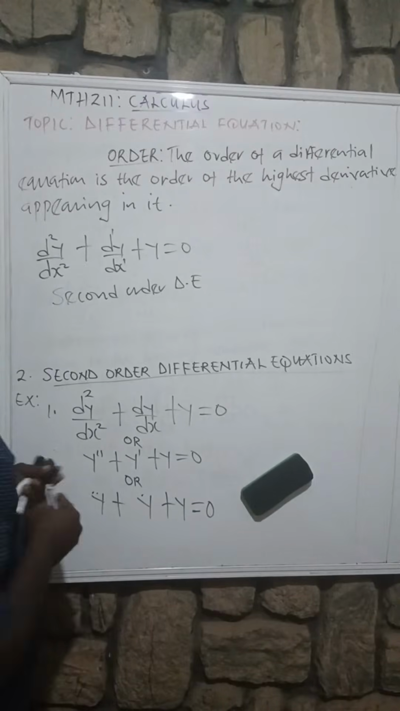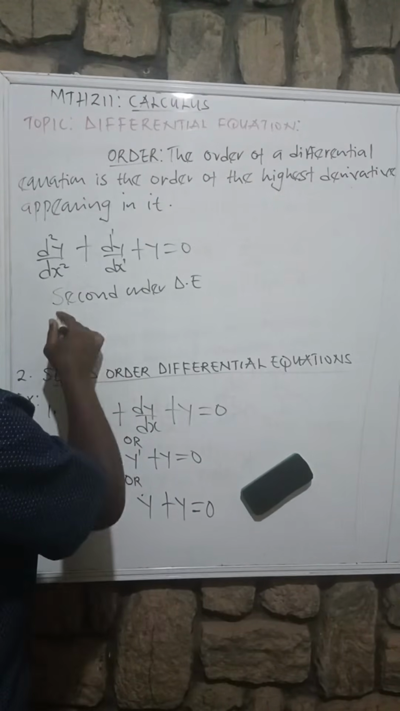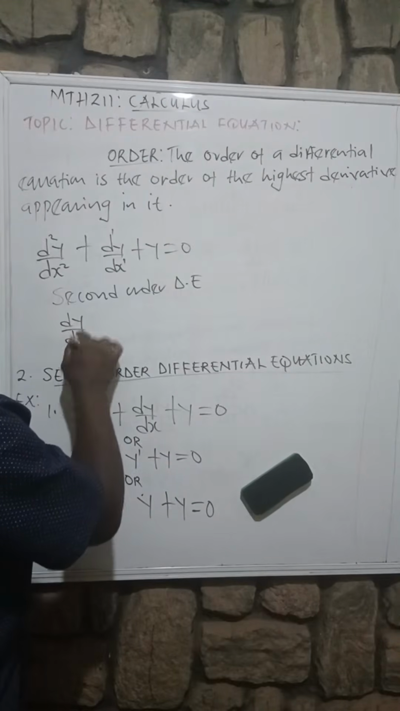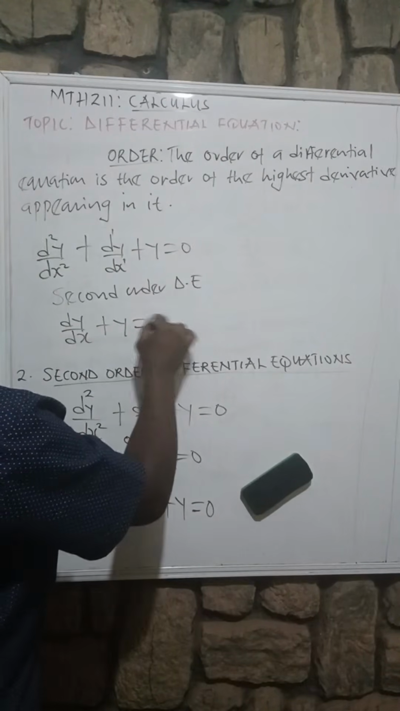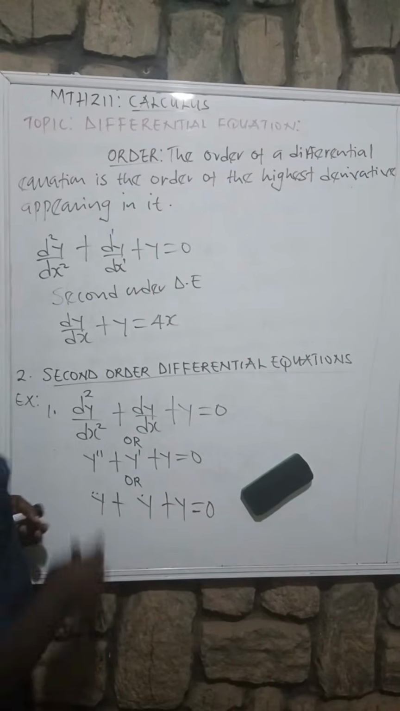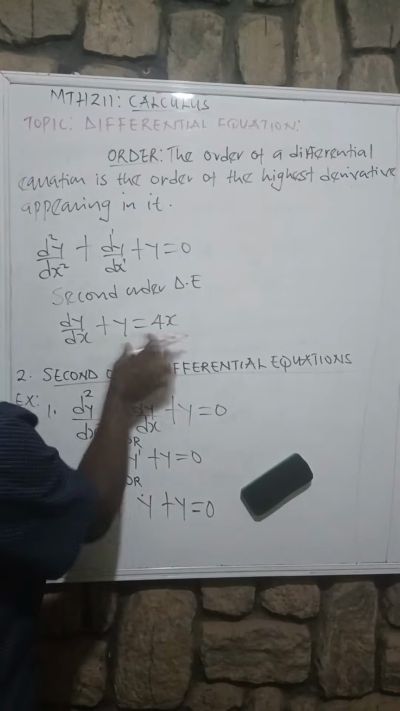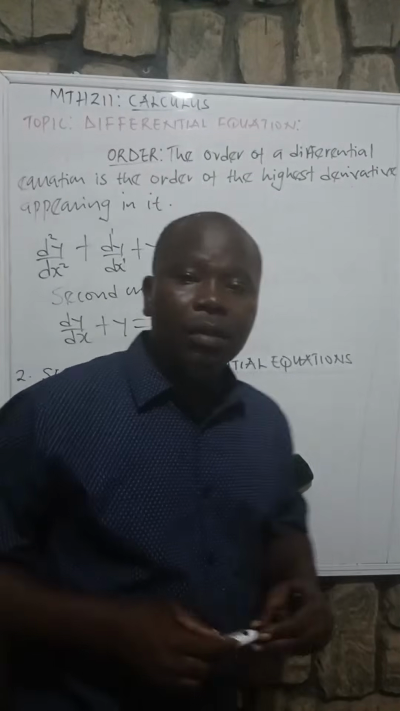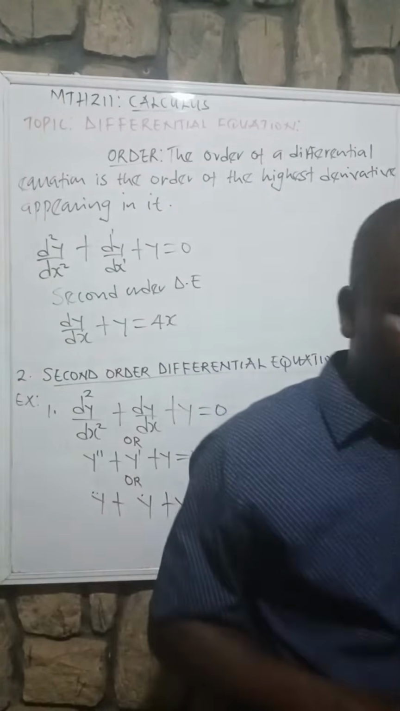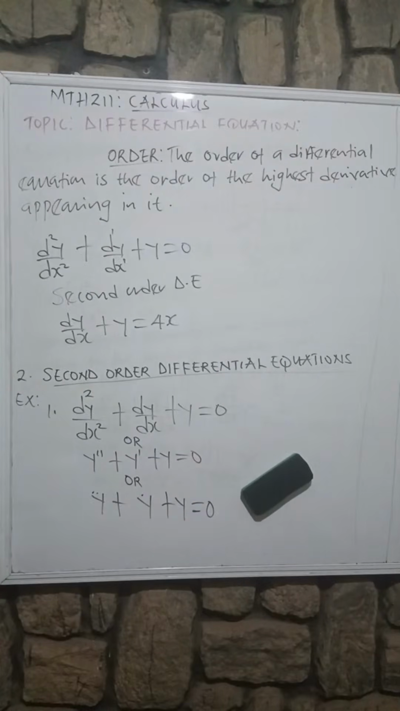Are you following? Okay, so now if you are following, what if we have dy all over dx plus y equals 4x? Who can identify the order of this differential equation? Please write it in the comment section. I'll give you 1 mark. Who can identify it? Yes, Israel, Luca. Identify the order of that differential equation. Who can identify it?